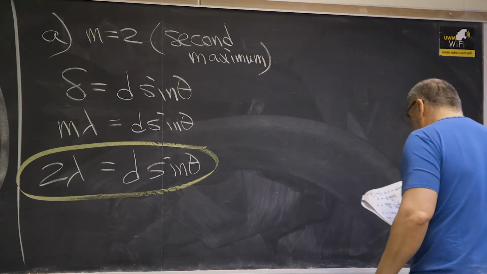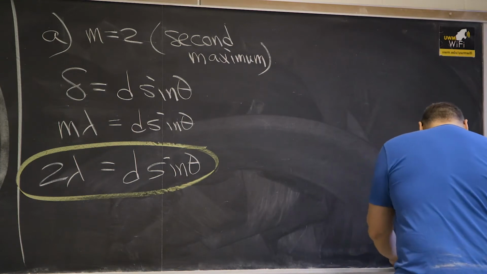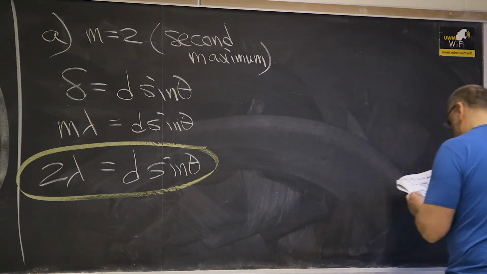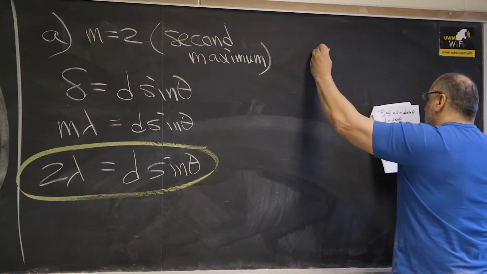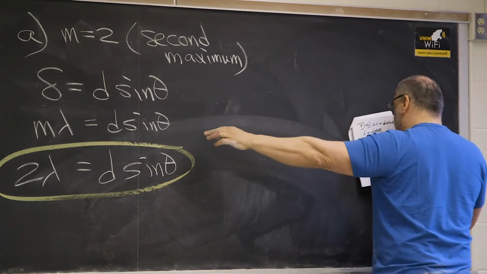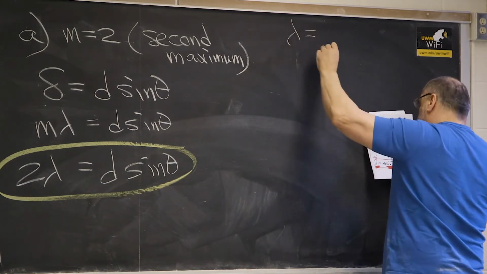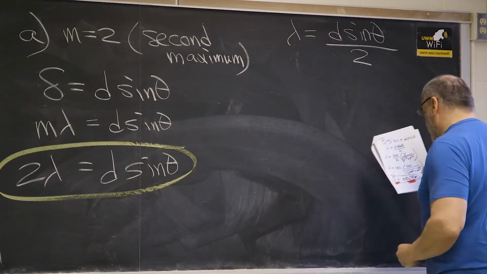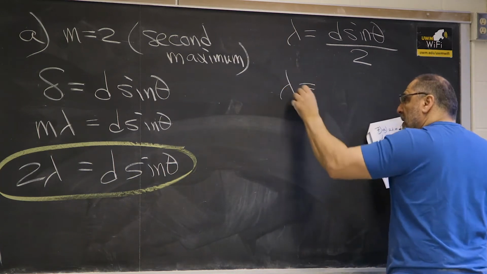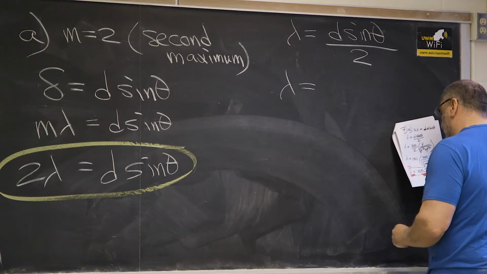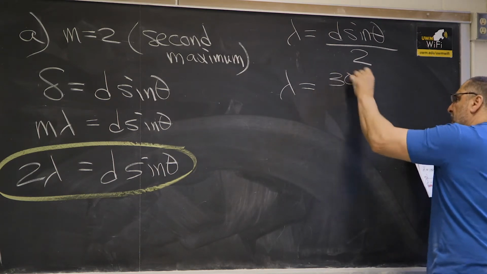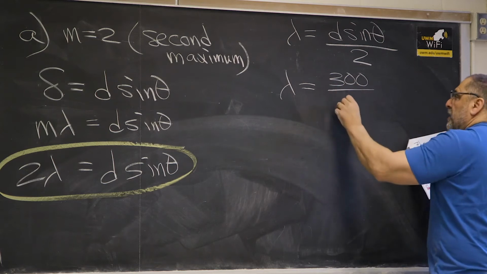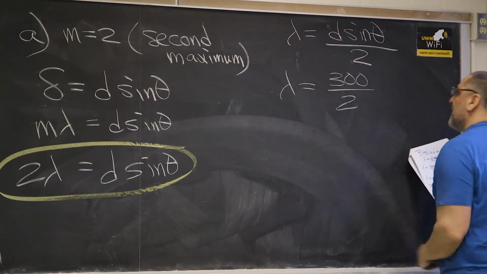If that's the case, we'll use some of the data that they showed us, and we'll take it from there if we can. Let's see what we got here. For part A, we say 2 lambda equals d sine theta, divide by 2 on each side. Lambda equals d sine theta over 2. They told us that D is 300 meters, that the towers, the broadcast stations, are 300 meters apart. 300 divided by 2. What's the sine of theta?